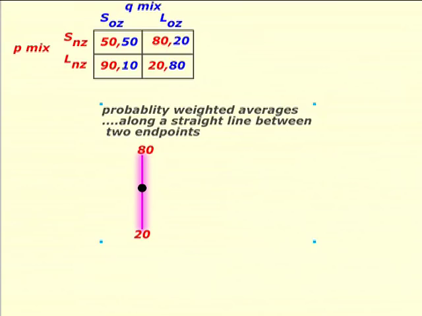But one thing we have to do is think about probability-weighted averages, because those are the payoffs. Those are the way of thinking about payoffs that we're going to have to worry about. If you're New Zealand, and you're going to throw short, and you know Australia has a chance of going short and a chance of going long, you're not sure what your payoff is.